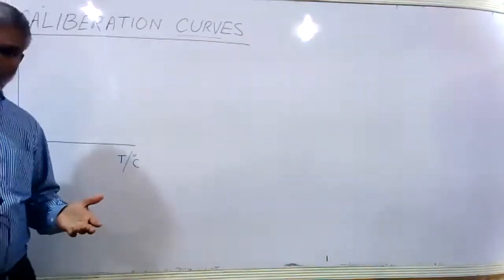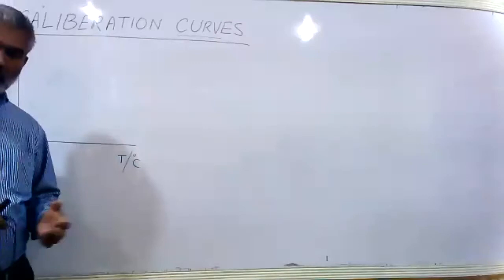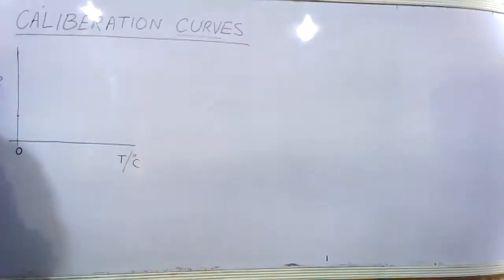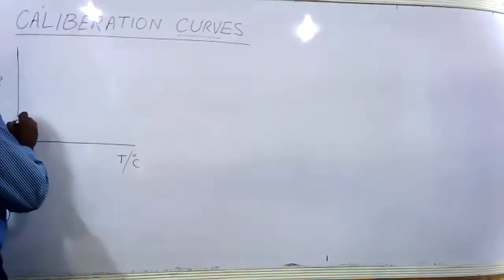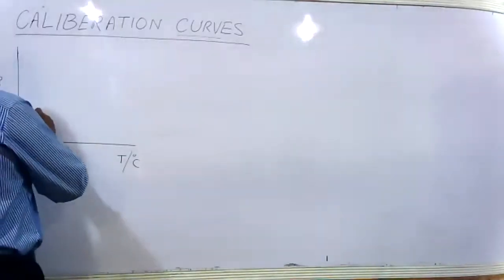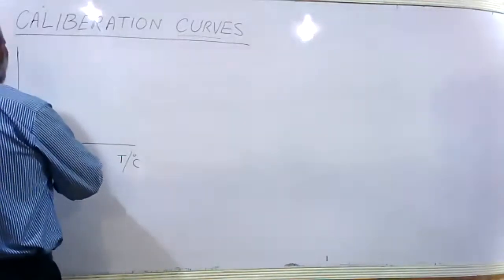It depends what that object is, what it is made up of. It may be a metal, it may be a semiconductor. So we are not sure exactly what shape this graph is going to be. Since we are not sure, we can assume any shape. And the curve is something like this.